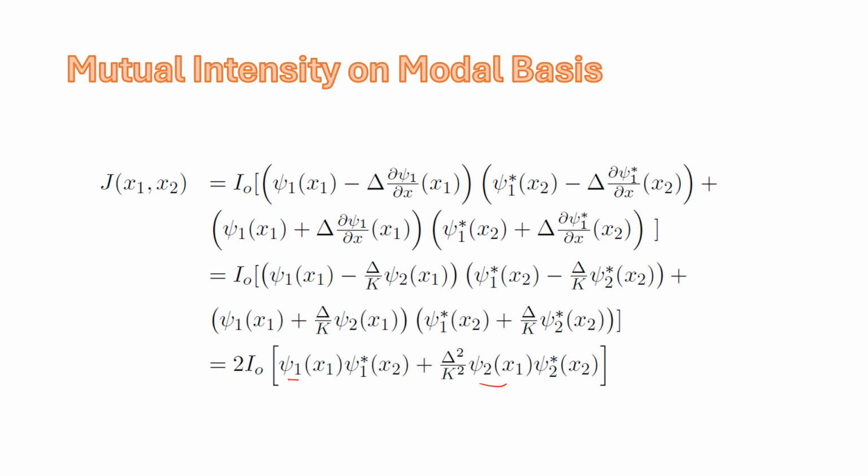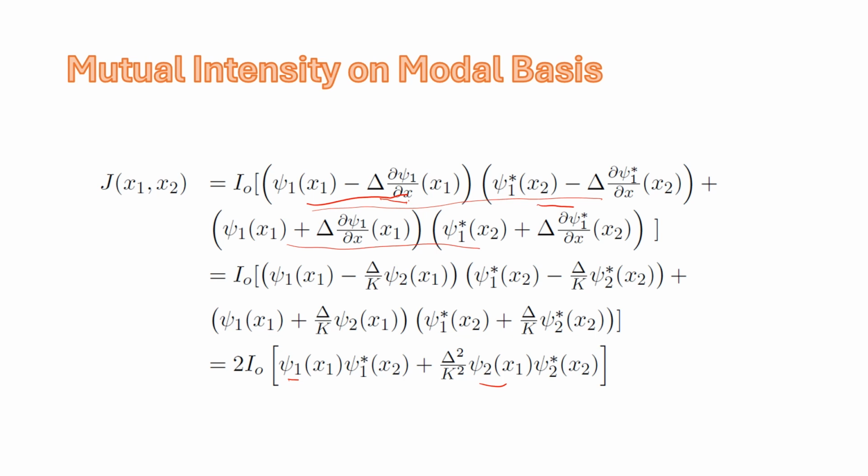We expand that in a Taylor series in delta. We assume delta is small, so we've expanded this in a Taylor series using the derivative of the first order mode. So this is the field due to the first point source evaluated in the coordinate x1, and the field due to that point source in the coordinate x2. This is the mutual intensity due to the first point source. This is the mutual intensity due to the second point source.